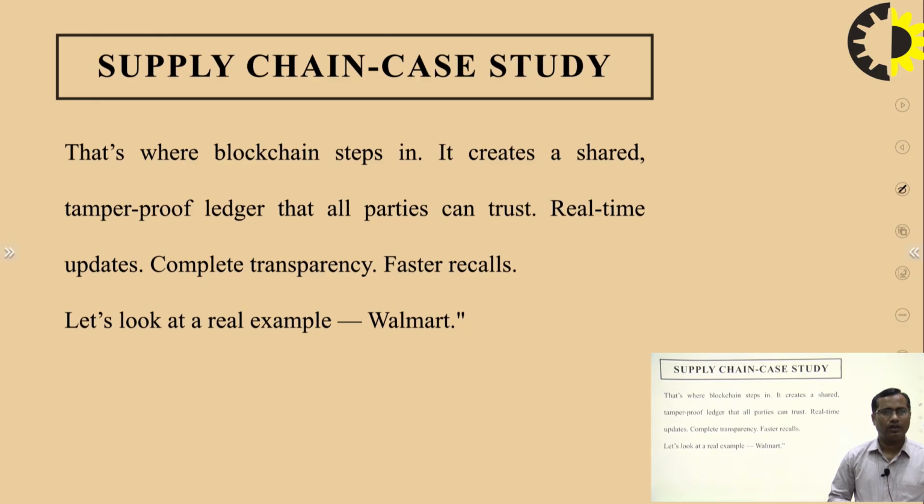Also, in the previous system, if one stakeholder is not updating the information in time, it may provide the information much later. That means the information is delayed, and due to the delay, there may again be some problems in the supply chains. So real-time updating is also necessary. Blockchain provides real-time updates, and it also provides complete transparency because the whole information is available to every participant, and it may provide faster recalls by observing all this history.